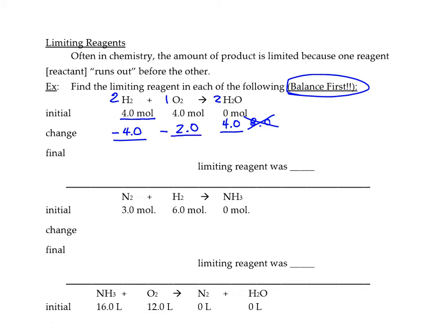So when I'm all done, I have none of this. I have 2 extra moles of this. I made 4 moles of that, and this is the product, the water. This would be called the excess reagent because I had extra, and that's the limiting reagent, the one that ran out. So hydrogen was the limiting reagent. Okay, so let's move on to the next example.